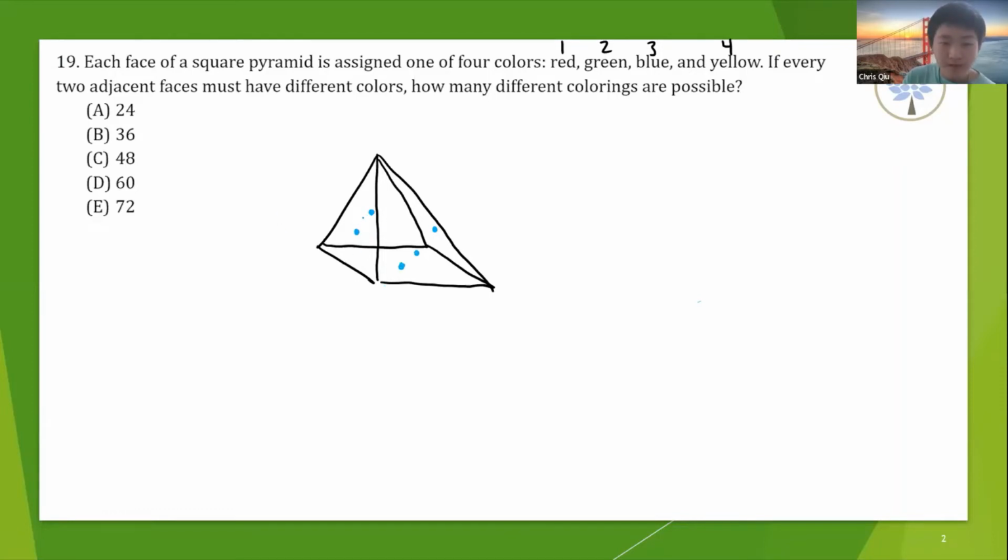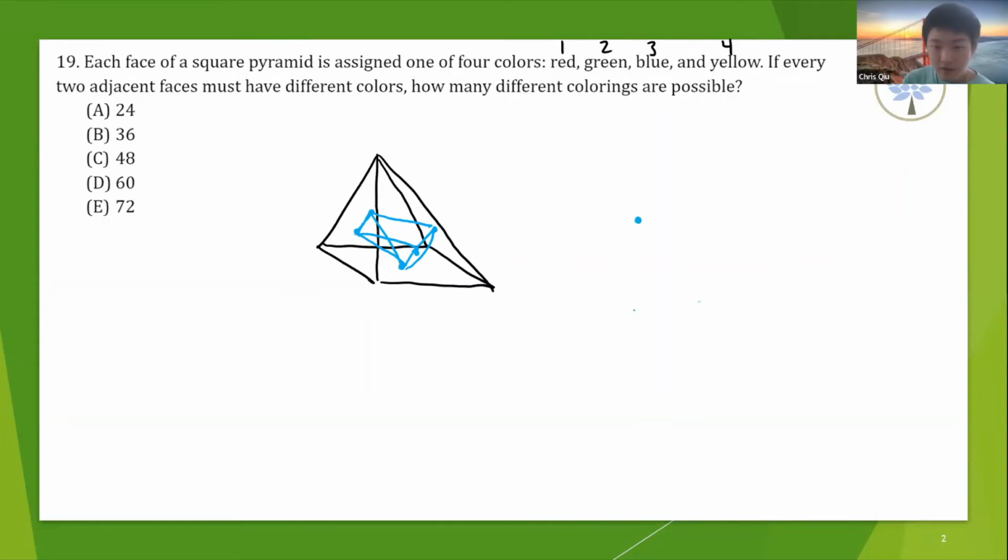So for the sake of organization, let's draw an edge connecting every two faces that are adjacent. So for example, let's draw a line connecting these 2 faces, and these 2 faces, because this face is adjacent to the back face, the front face, and also the base. And we can draw these connections as follows. And so each 2 faces connected by one of these line segments is going to have different colors.